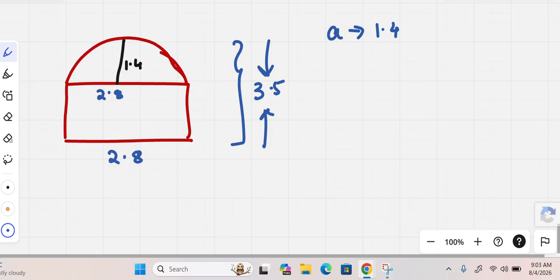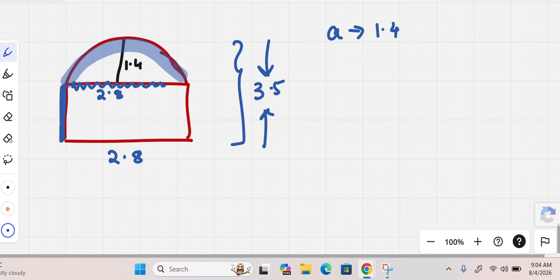B is, find the perimeter of the window frame excluding the base. The base part will be embedded, so we will not see that. So they are asking you to find the perimeter of the window frame, including the two vertical sides and the semicircular arc only. This is interesting. So the height of the rectangular portion is how much? How much is this height?